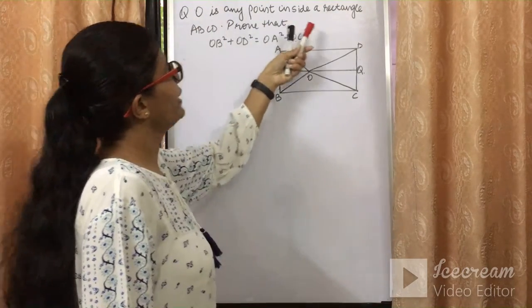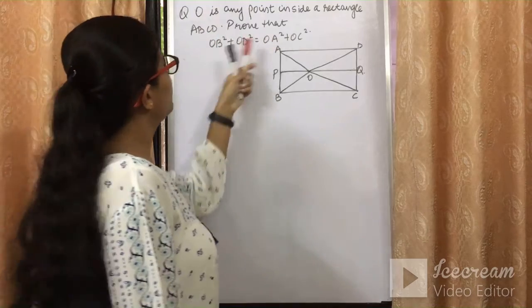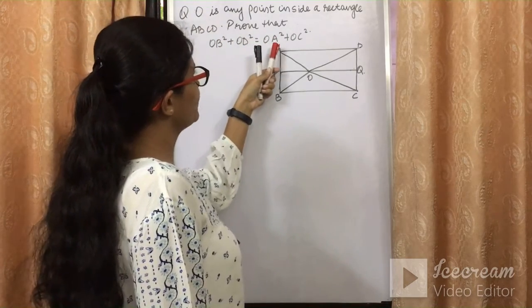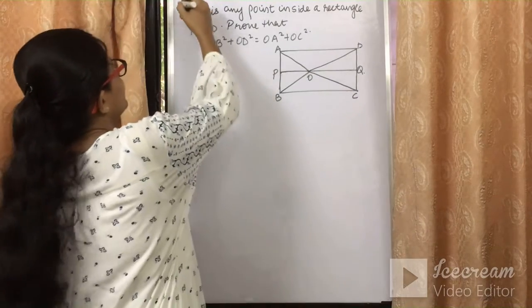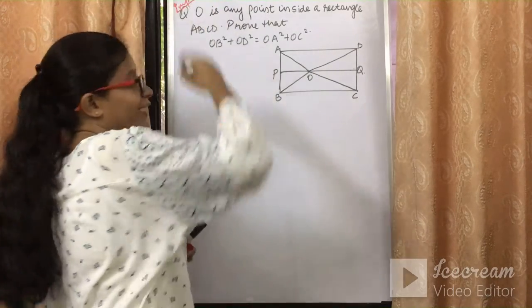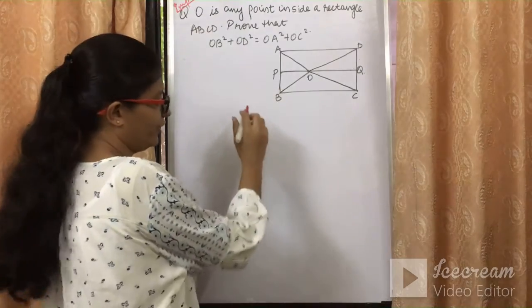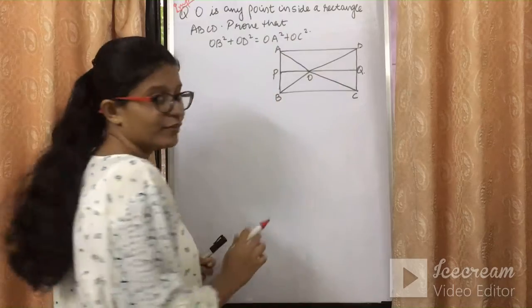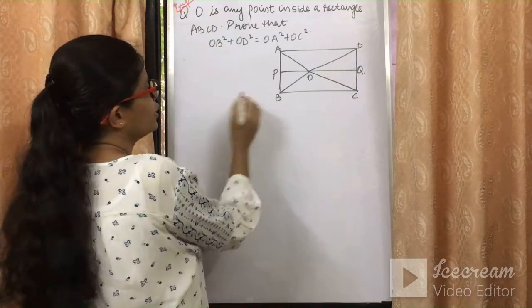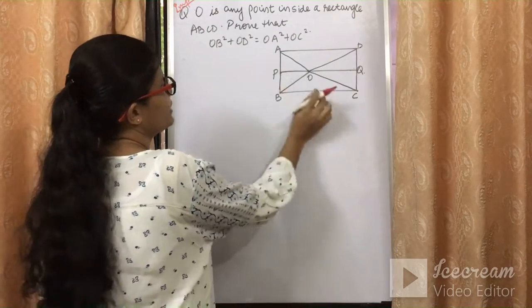O is any point inside a rectangle ABCD. Prove that OB square plus OD square is equal to OA square plus OC square. Before starting the question, I will tell you that this question is important. Please mark it as an important question. Now, what we need to prove is OB square plus OD square equals OA square plus OC square. So, what is given in the question is, given ABCD is a rectangle.